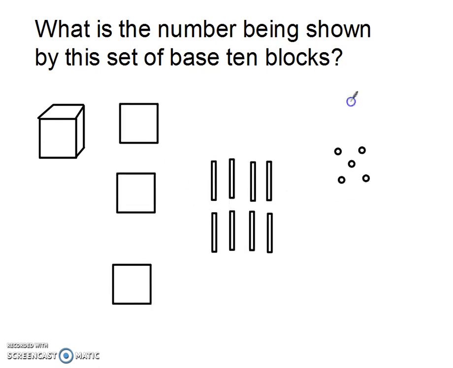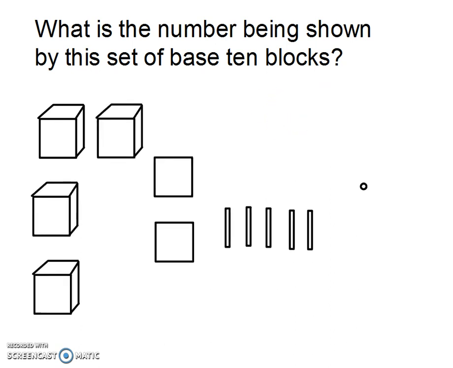Start with my ones, I have 5, 8 tens, 300s, 1,000, 1,385. Check this one out. 1 one, 5 tens, 200s, and 4 in my thousands, 4,251.